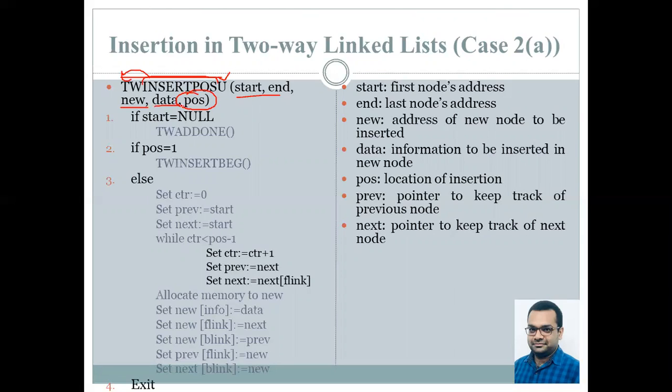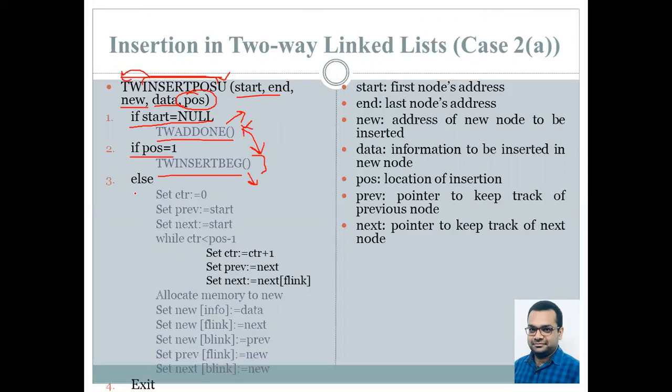So let's see. We'll initially check if start's value is null. So we'll be calling the two-way add one function. Now this is different from the two-way insert beginning procedure. If in case position is 1, we'll be calling two-way insert begin. Now these two are different. This algorithm or procedure we have discussed in the introductory video to the two-way linked list, and this we have discussed in the previous video. So please go and have a look at it.